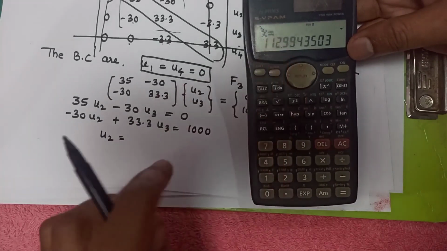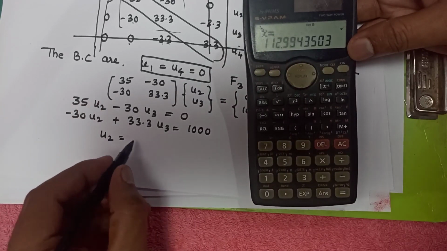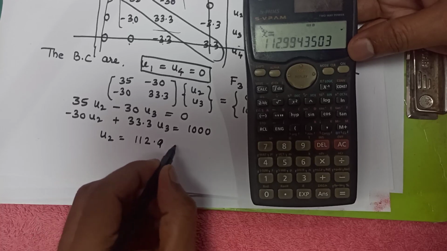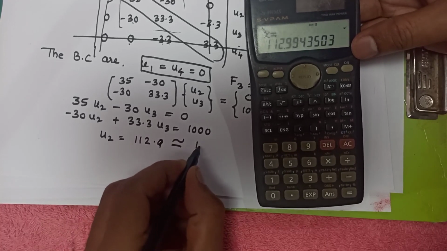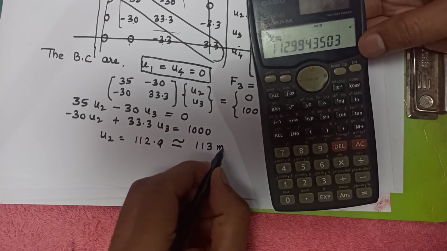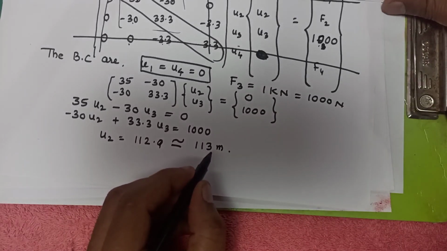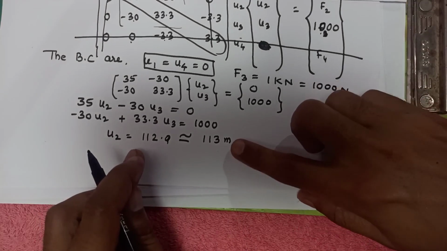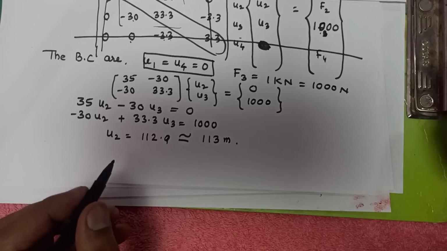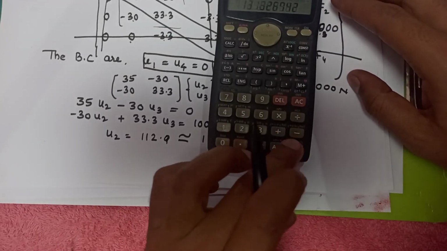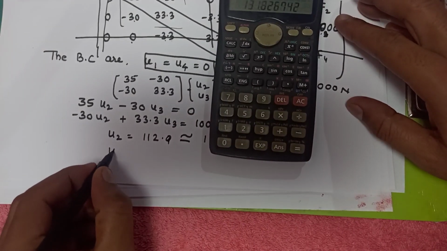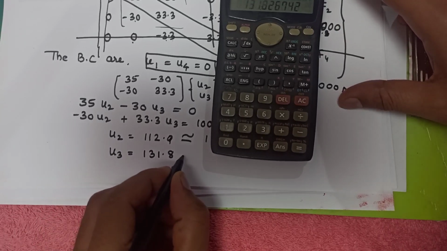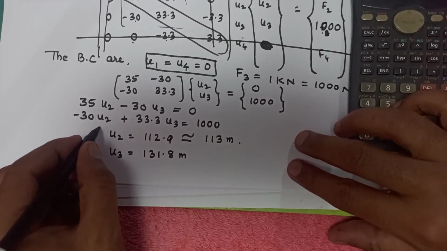What will be the U2 value? It will be represented as x, which is nothing but the first coefficient, that is U2, 112.99. It means it is equal to 113 meter. Meter, because the stiffness is given in Newton per meter, so the unit will be in meter. Similarly for U3, if you press equal, you will get y, which will be U3. It is 131.8 meter. So these are the displacements.